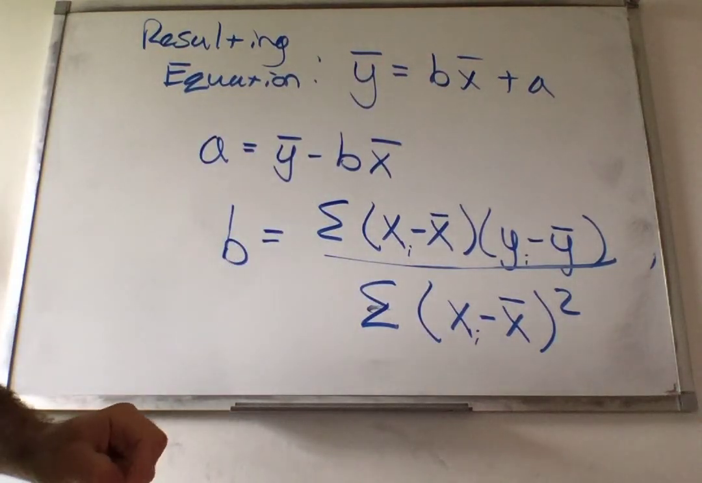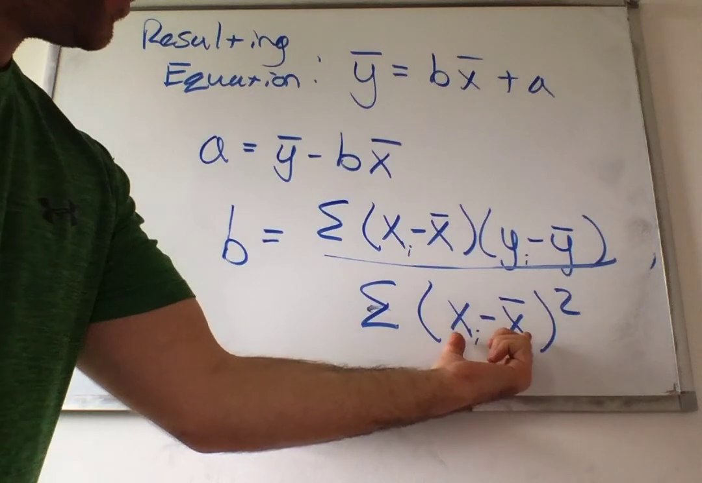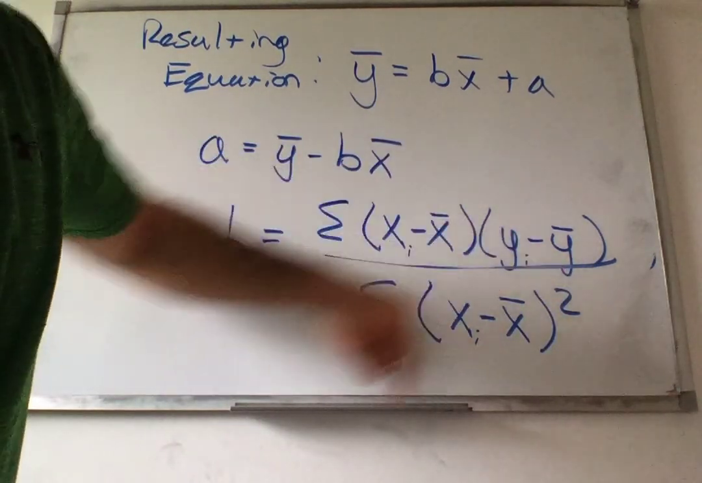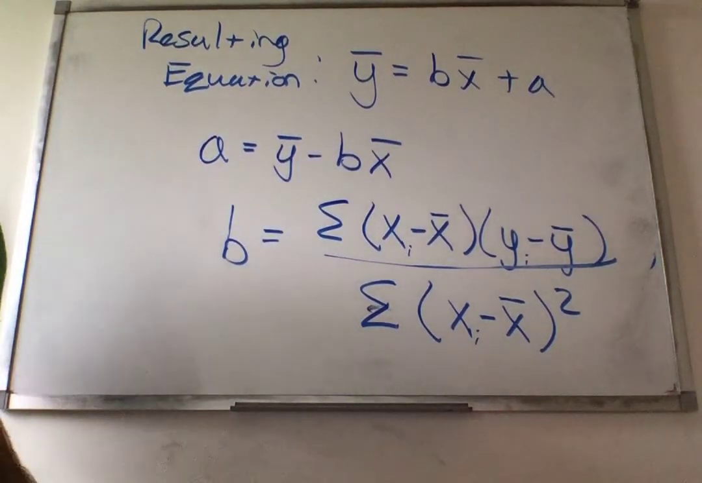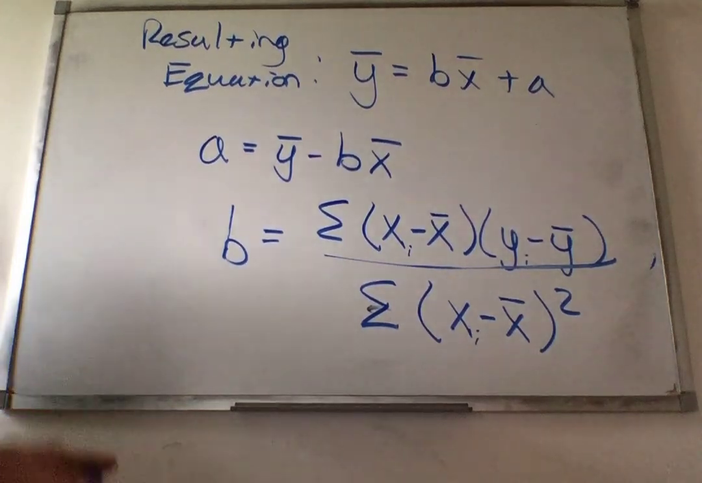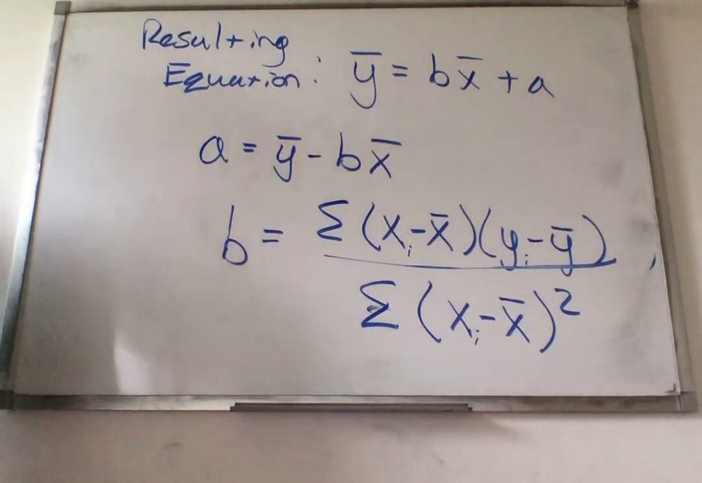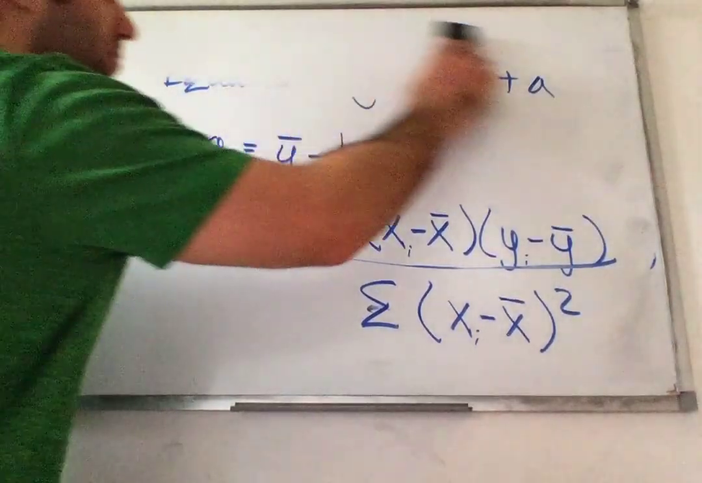you add them all up. Now on the bottom here, you do the same calculation, but you square it and add them all up. You cannot cancel this and cancel that, so don't do that. That would be incorrect. So again, we don't actually have to do these formulas. The calculator is going to do this work for us. It's going to find us our B and find us our A.